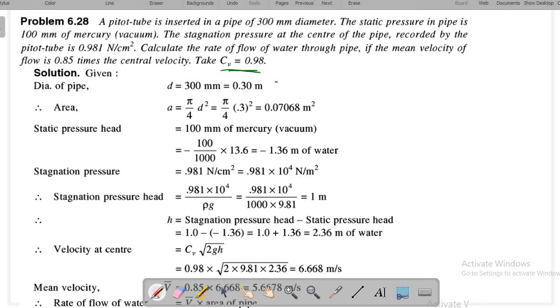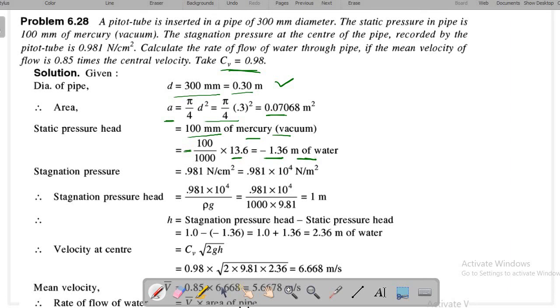So here a pitot tube is inserted into a pipe of diameter 300 mm. So write everything in meters. I am converting it into meter as 0.3 meter, and similarly area of the pipe I can calculate as pi d square by 4. They have given static pressure head 100 mm of mercury, that is vacuum. So minus 100 mm I have to convert into meter, and that mercury I have to convert to meter of water, so I am multiplying by 13.6. So we will get minus 1.36 meter of water. So this is the static pressure head.